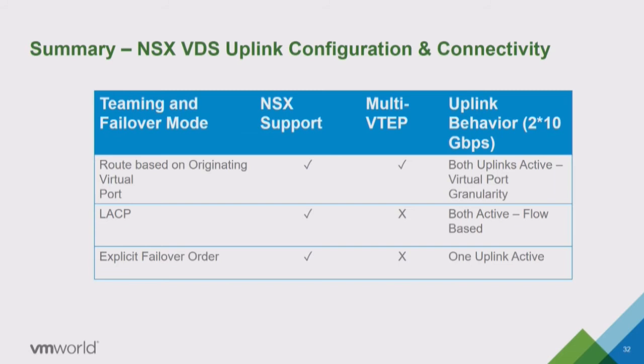Now, what about LACP? LACP only supports one VXLAN tunnel endpoint. It is supported by NSX, and both are active, and it's flow-based. You have 20-something different algorithms, 23, I think. Pretty good, but now you need to configure your physical network for it. And the last one is explicit failover order. Only one uplink is active.